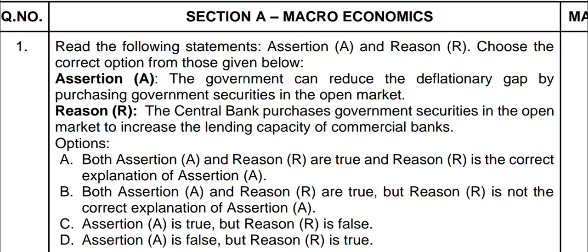As said earlier, since the assertion is false, you can directly choose option D. Assertion is false but reason is true, because that is the only option in which it is given that assertion is false. In rest of the three options, you can see it has been claimed that assertion is true.